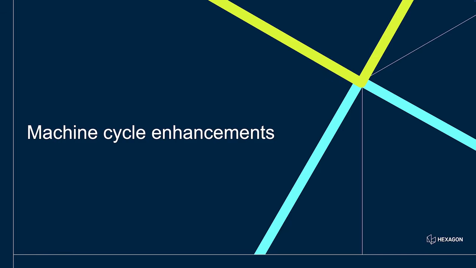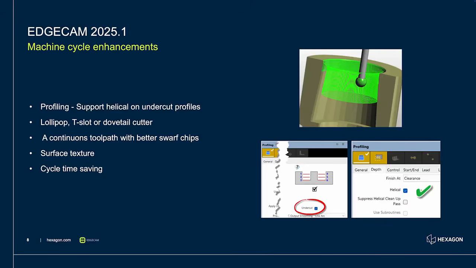So let's go for the main enhancements, the machine cycle enhancements. First one I want to talk about is the profiling cycle. This is a cycle that would be used in both turning and mill turn, and it's to do with undercut profile. When you asked for undercut, you'll have noticed that helical was switched off in previous versions. Now we discover in 2025.1 that helical is supported.